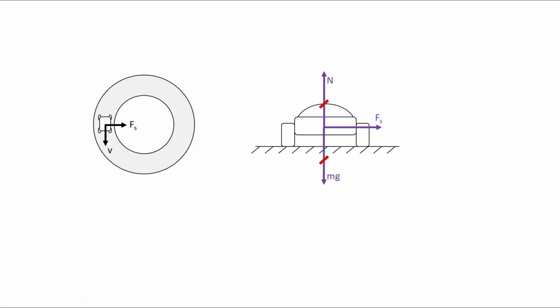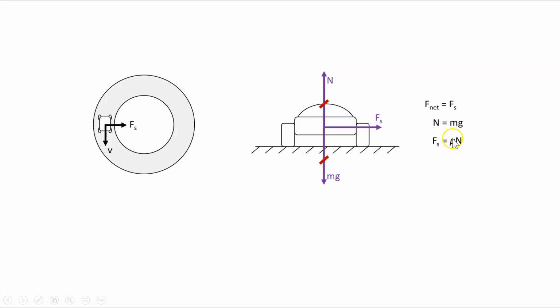The vertical forces have to cancel out because the net force is just toward the center of the circle. The car is only accelerating toward the center, not up or down. We know that these vertical forces cancel, and F net is static friction. We have an equation for maximum static friction force that we learned last year.